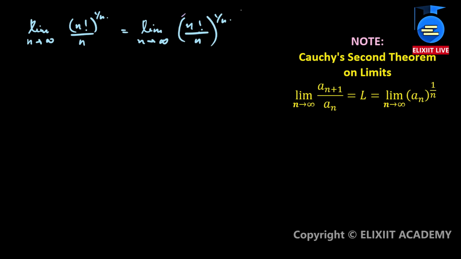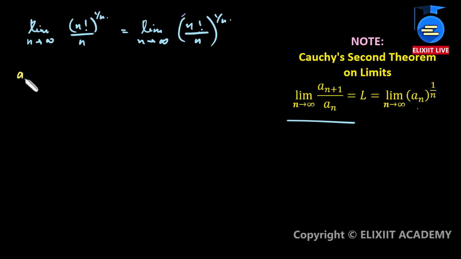Try to figure out this thing. Over here you can see that we are getting something of this format. Here a(n) is n factorial upon n to the power n, and we have the limit as n tends to infinity of a(n) whole to the power 1 by n. Clear? So we take the help of Cauchy's second theorem on limits. We try to evaluate the limit as n tends to infinity of a(n+1) by a(n).